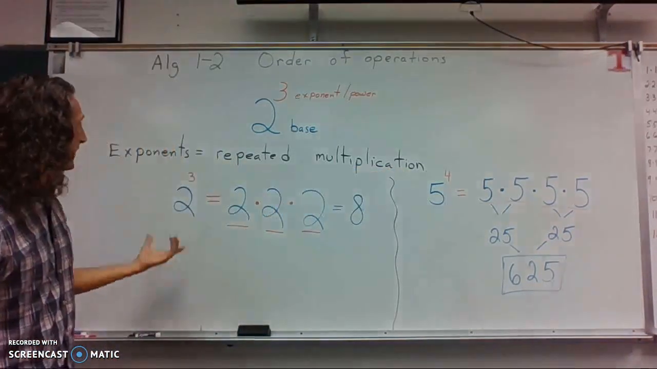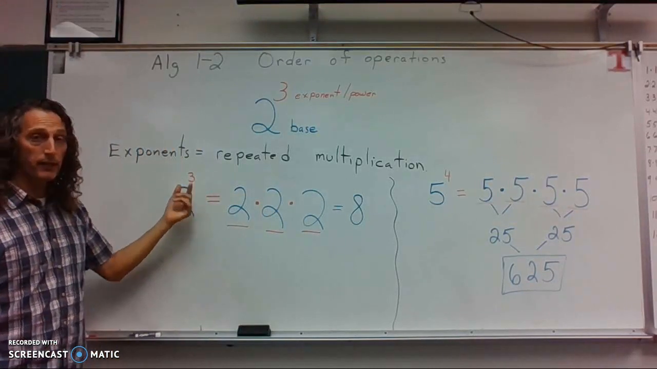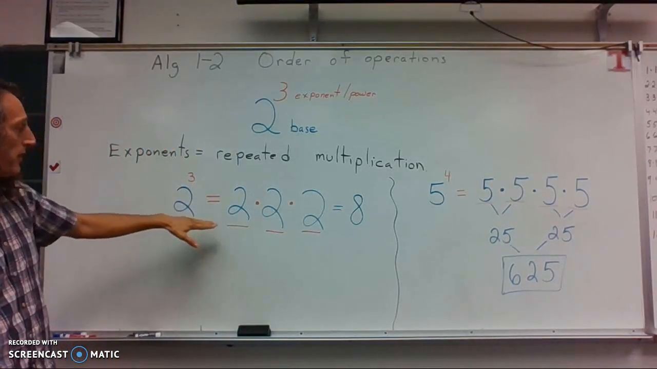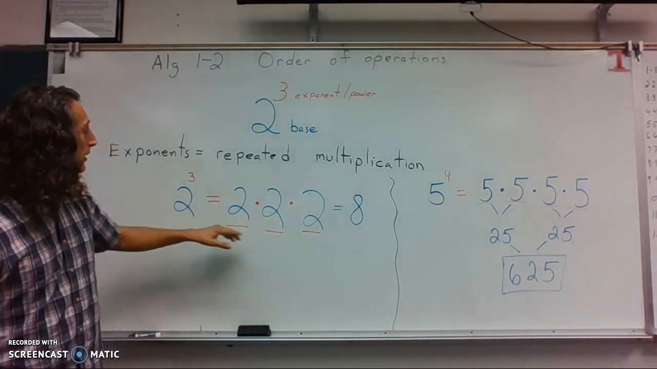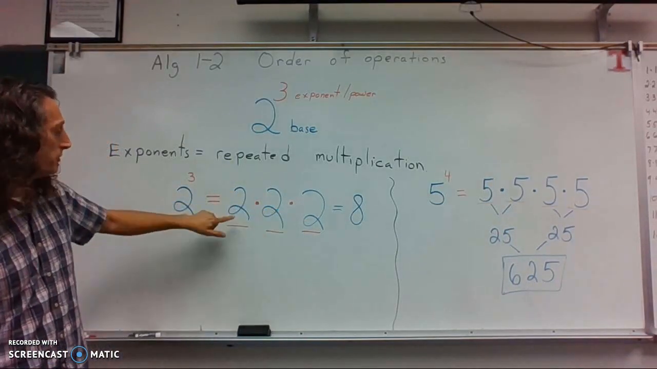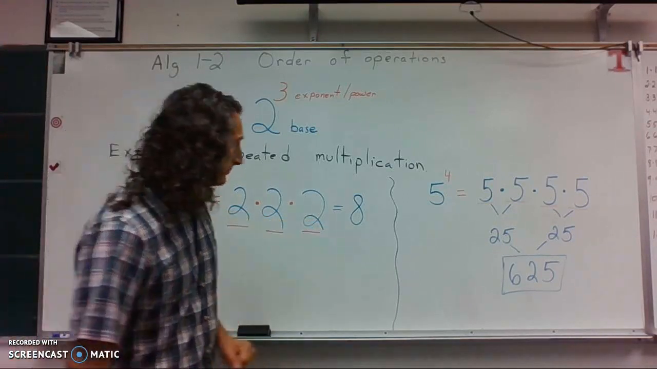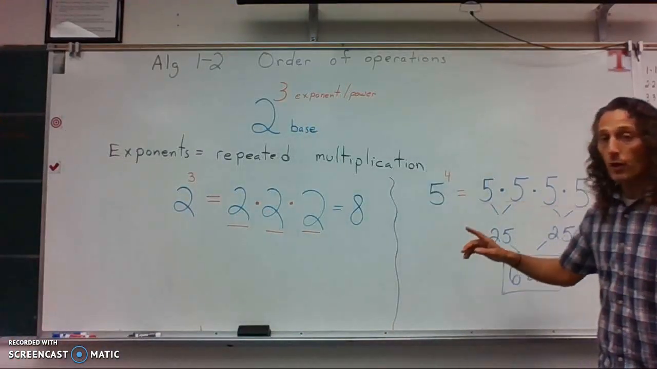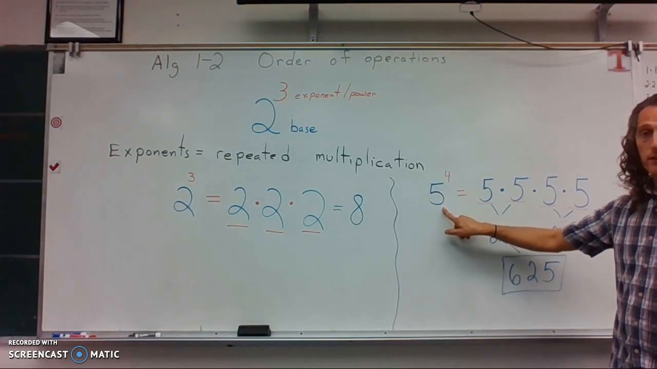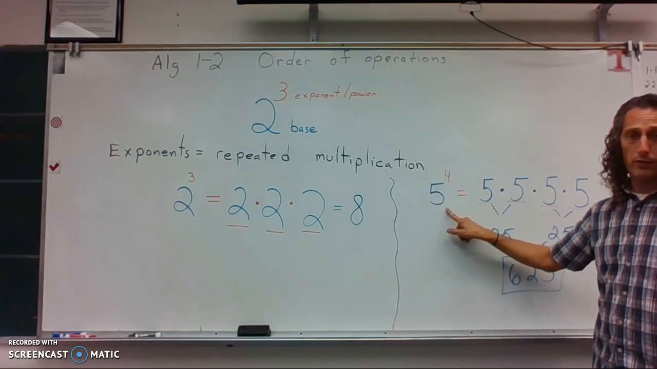So real quick, if you have 2 to the power of 3, you take this base, the large number, and write it out 3 times: 1, 2, 3. You are going to multiply them. So you get 2 times 2 is 4, times 2, you get 8. Right? Over here, we have 5 to the 4th power, or to the power of 4.